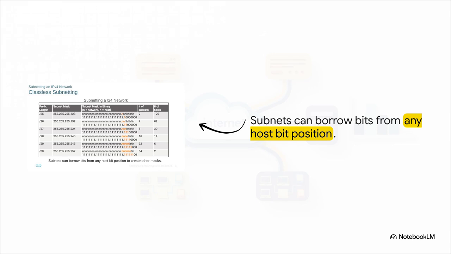Look at the last 2 columns. As the prefix length increases from /25 to /30, the number of created subnets goes up from 2 to 64. But simultaneously, the number of hosts you can fit inside each of those subnets drops from 126 down to just 2. The more host bits you borrow, the more individual subnets you can define, but the fewer hosts you can put in each one. It is a perfect inverse relationship.